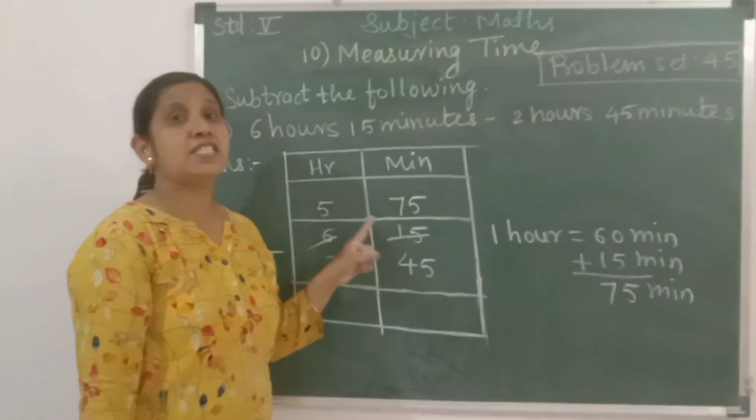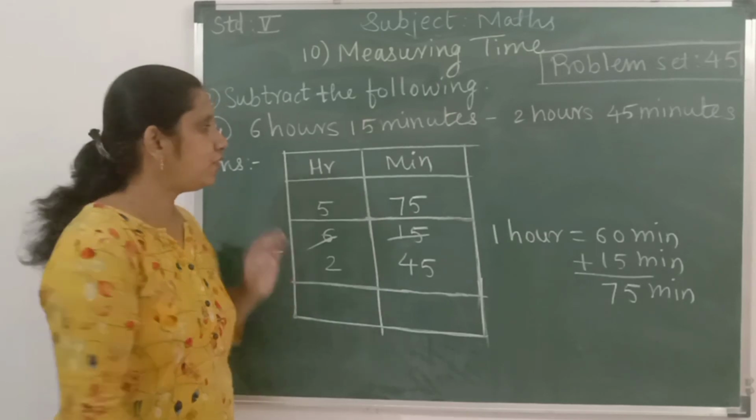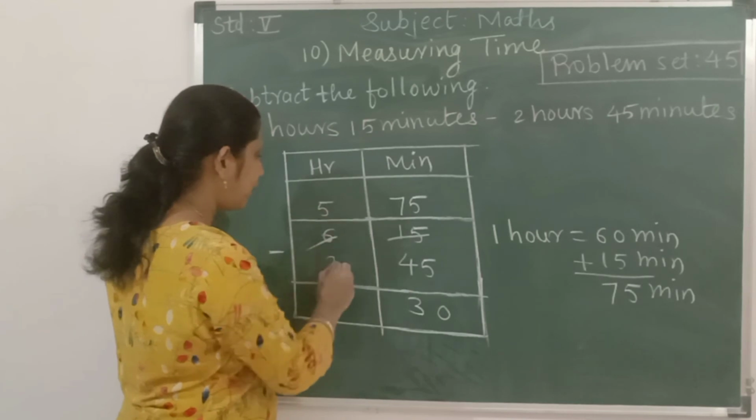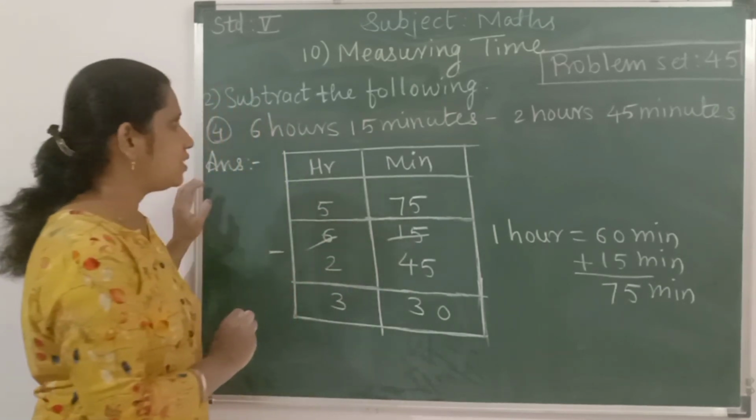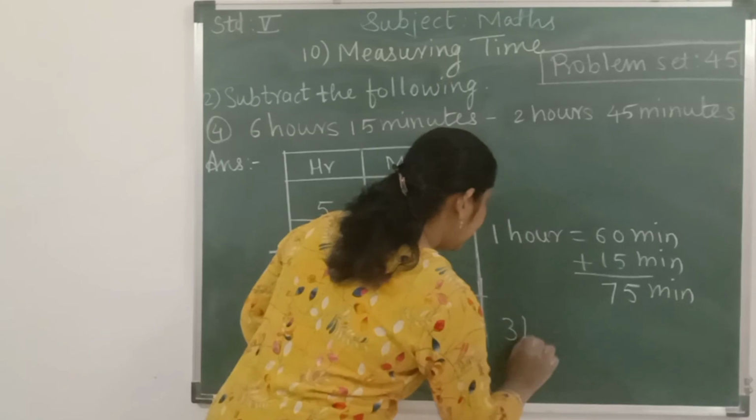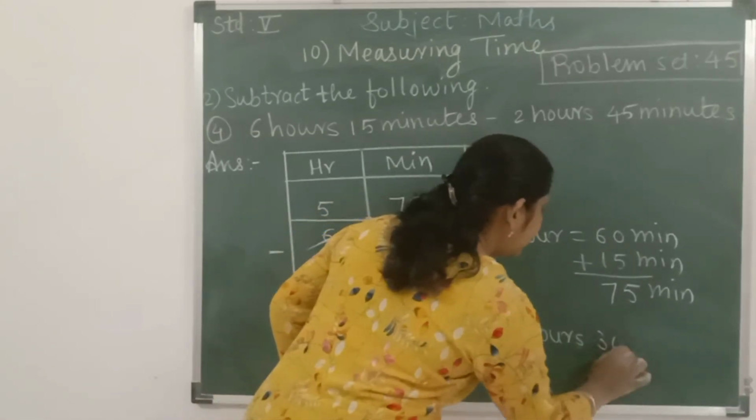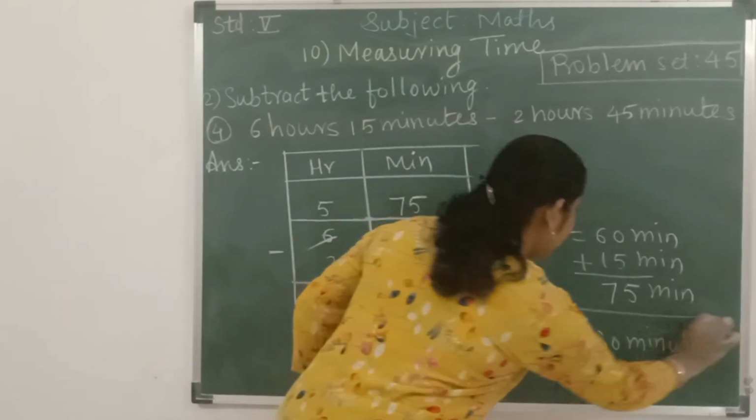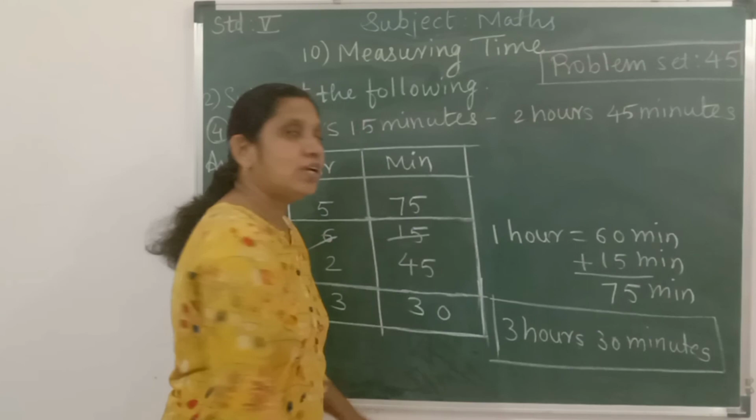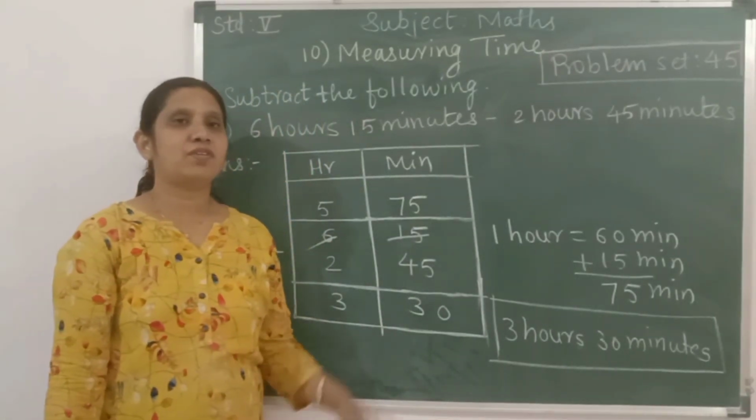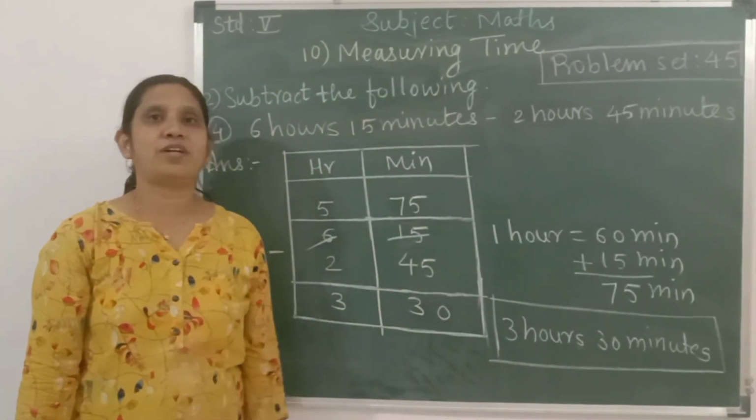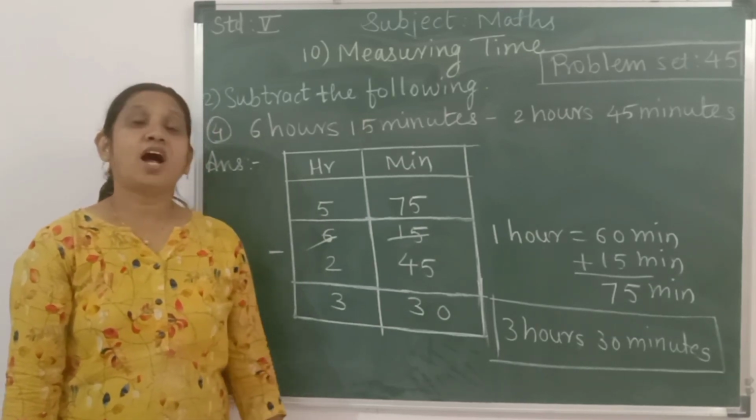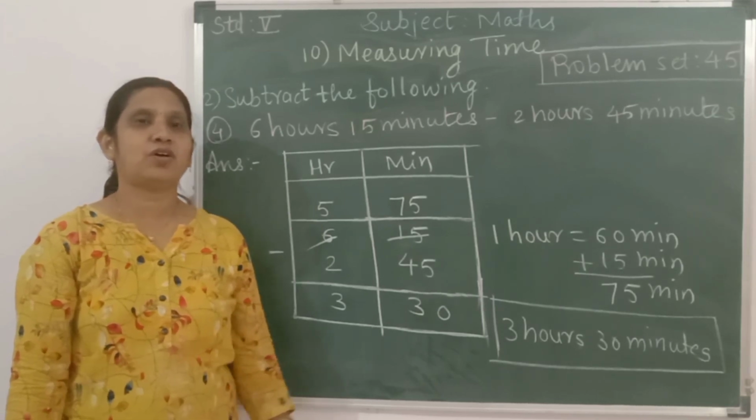Students, now it is very easy to subtract 45 from 75. 5 minus 5, 0. 7 minus 4, 3. And 5 minus 2, 3. So what is our answer? 3 hours 30 minutes. Okay. So this is how we have completed question number 2 of the problem set 45. Now we'll study in the next part how to solve word problems based on this.